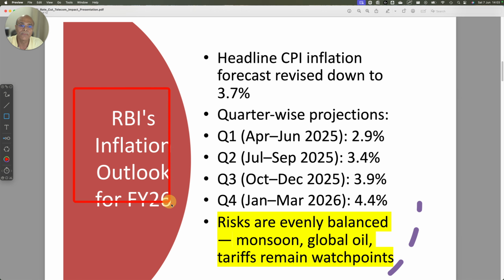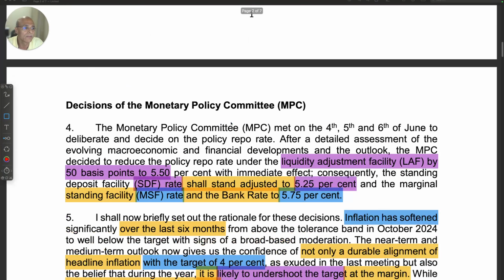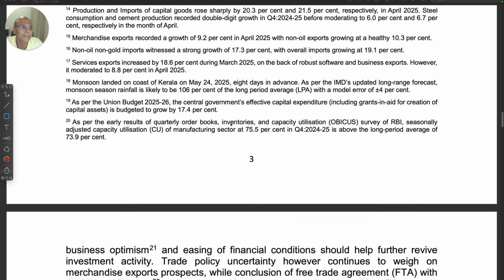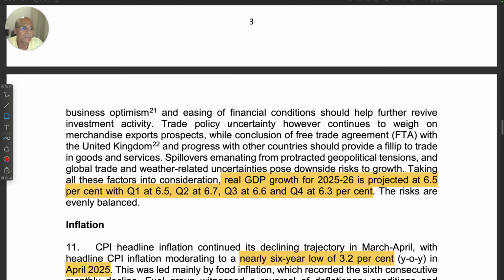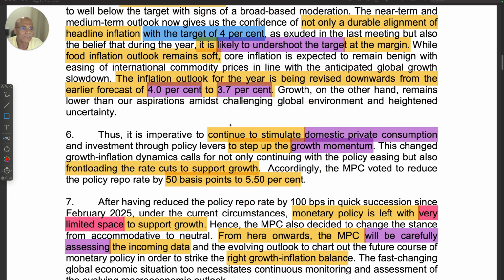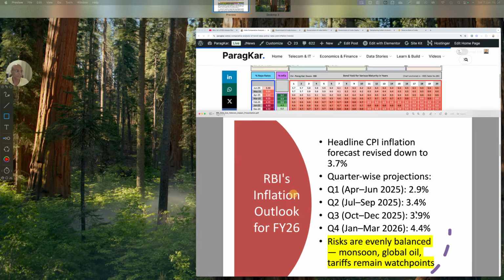RBI's inflation outlook for FY26: though inflation has softened, it is still within the upper level of the corridor, 2 to 4%. You know that. This is what I can make out from the governor's statement. If you go to the governor's statement and read it, and you should read all these things, it's very, very interesting, and you will find a clear mention. GDP growth is mentioned, and inflation targets are also mentioned. I don't want to waste time, but you will find it here, which I've captured.